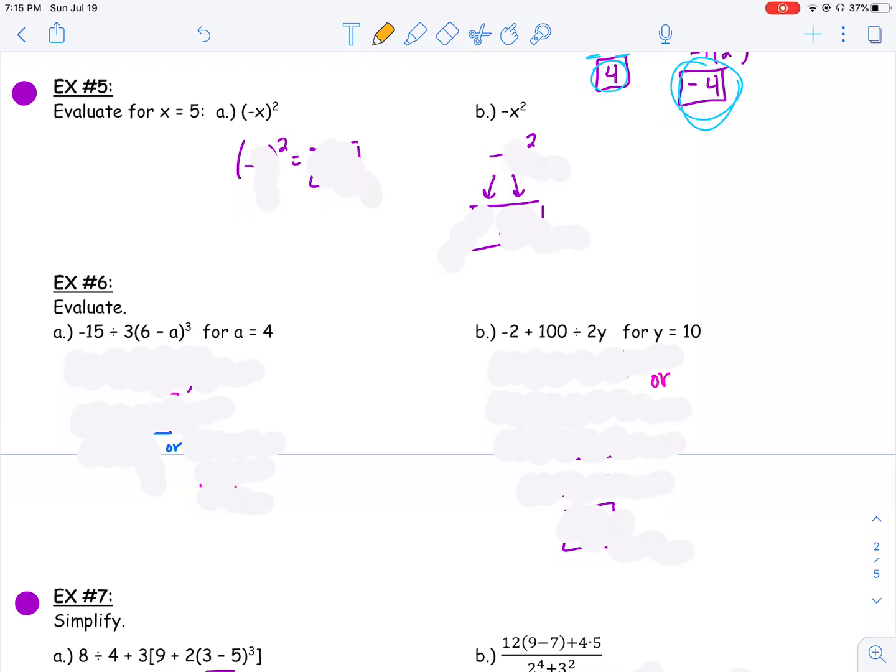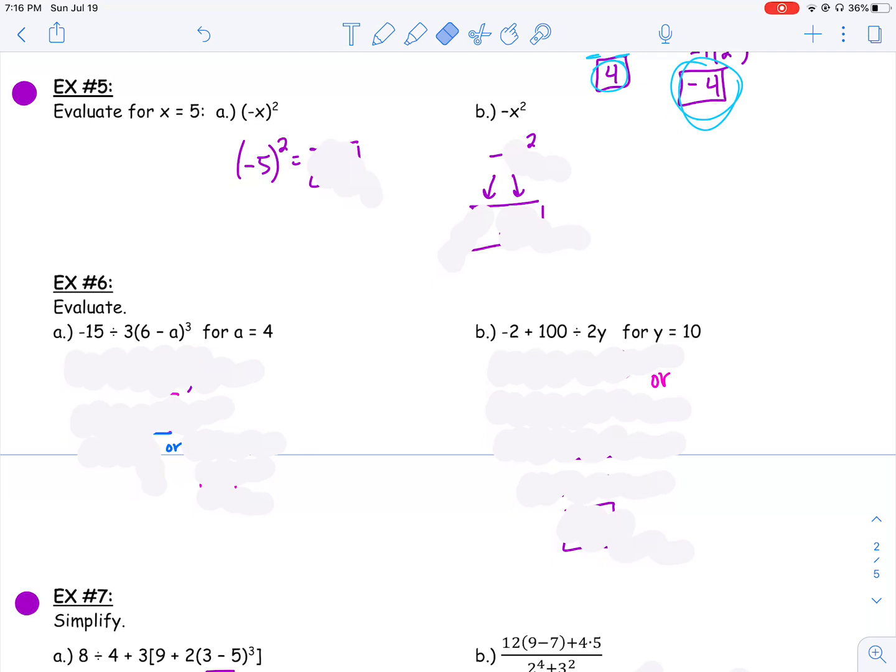All right, let's do a few more examples using our order of operations and our idea of parentheses and exponents. If you look at example number 5, it asks us to evaluate for x equals 5. The first one, they want negative x squared. So wherever we see an x, we want to plug in a 5. So really, I have a new problem that says negative 5 squared.